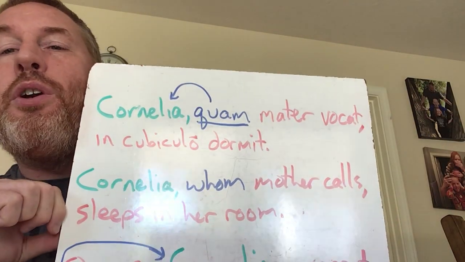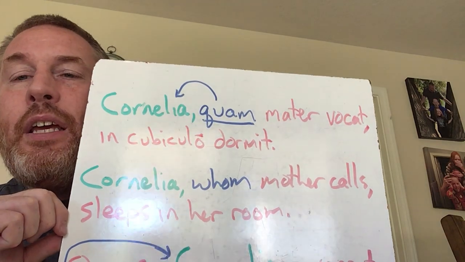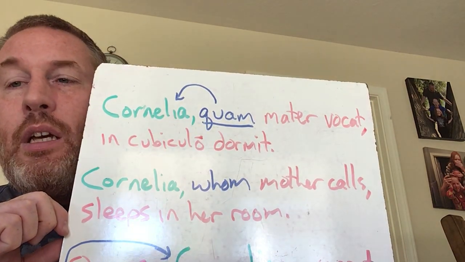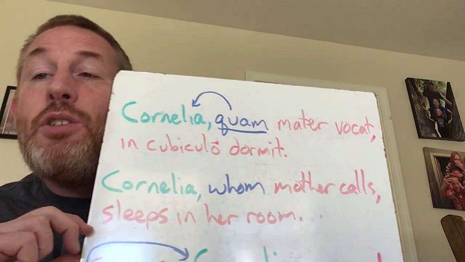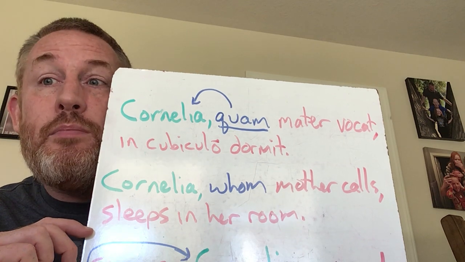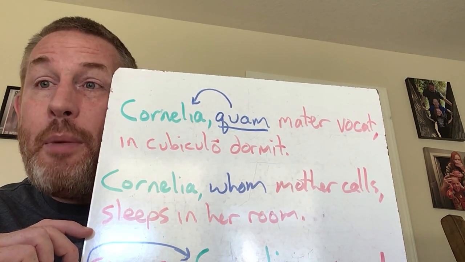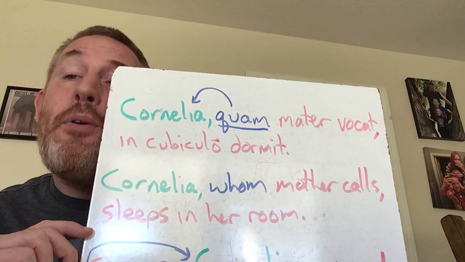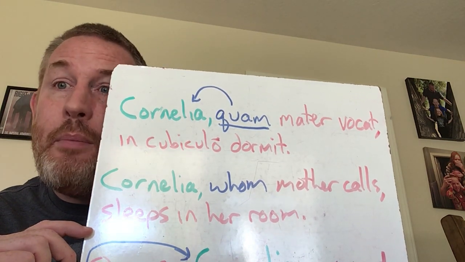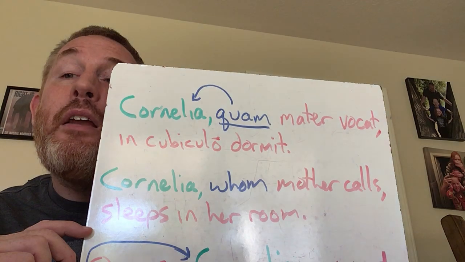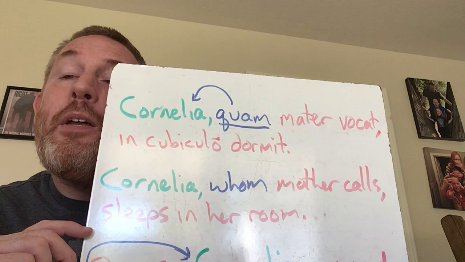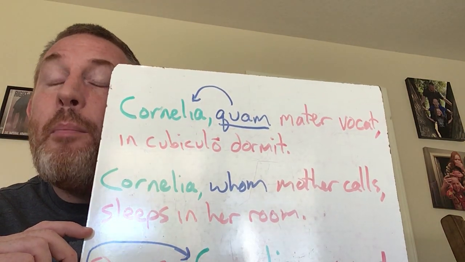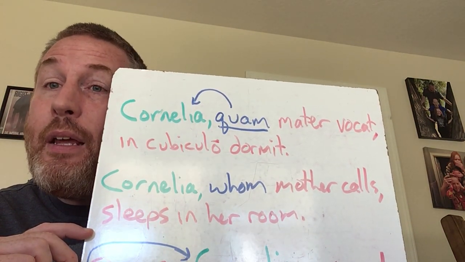In Latin, here you go. The first one: Cornelia, quam mater vocat, in cubiculo dormit. Cornelia, whom mother calls, sleeps in her room. The subject of the sentence is Cornelia. She is feminine, singular, and nominative because she's the subject. Any pronoun that refers back to Cornelia, its antecedent, must match it in number and gender, not in case. If it matches in case, that's a happy accident. But quam is feminine and singular.